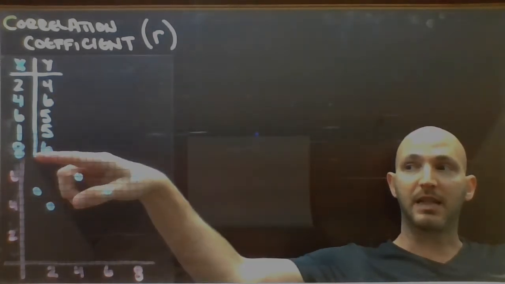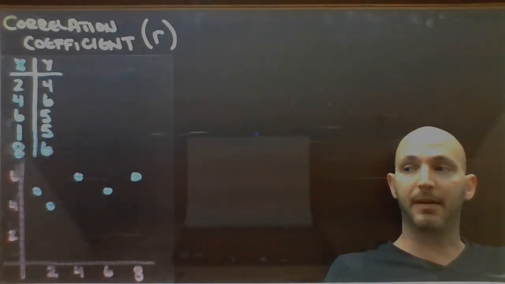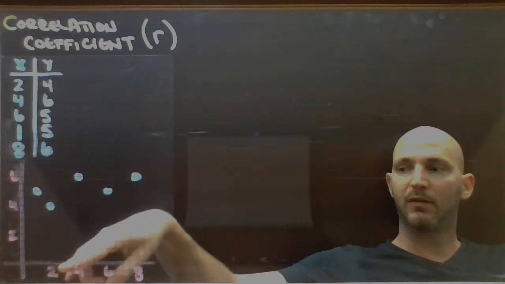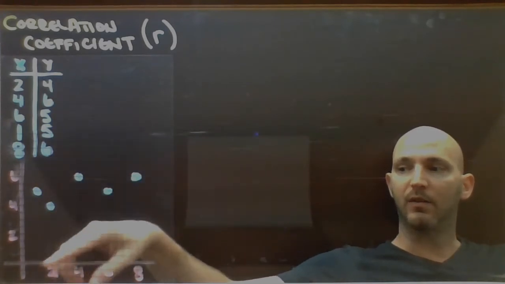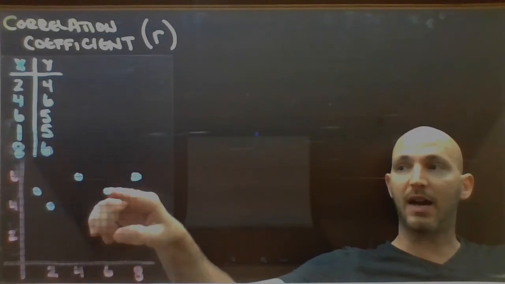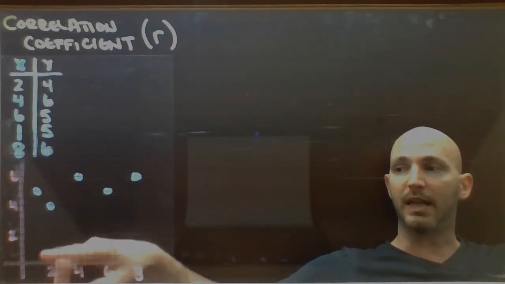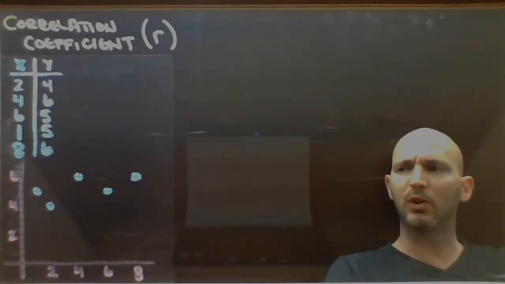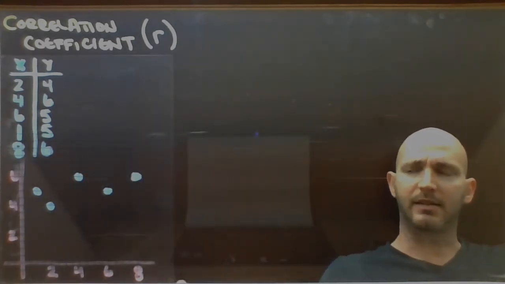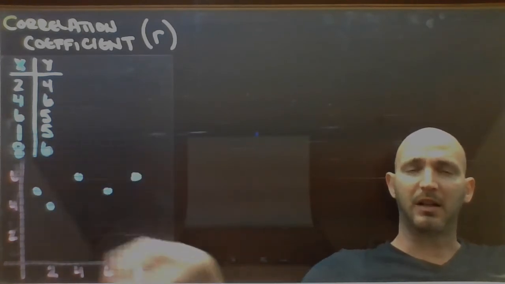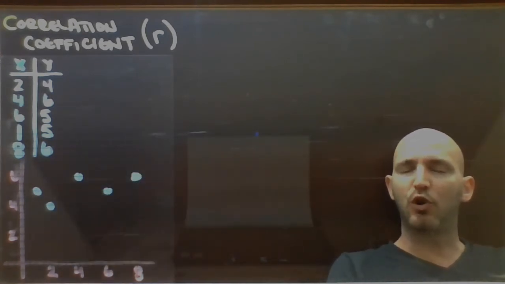There's 5 numbers on the X and 5 numbers on the Y, and I have plotted them for you. So 2 on the X, 4 on the Y is here, 4 on the X, 6 on the Y, 6 on the X, 5 on the Y, 1 on the X, 5 on the Y, and 8 and 6. So if you look at these dots, there might be a line going through there. It is a little bit, but you couldn't connect them all with a single line.